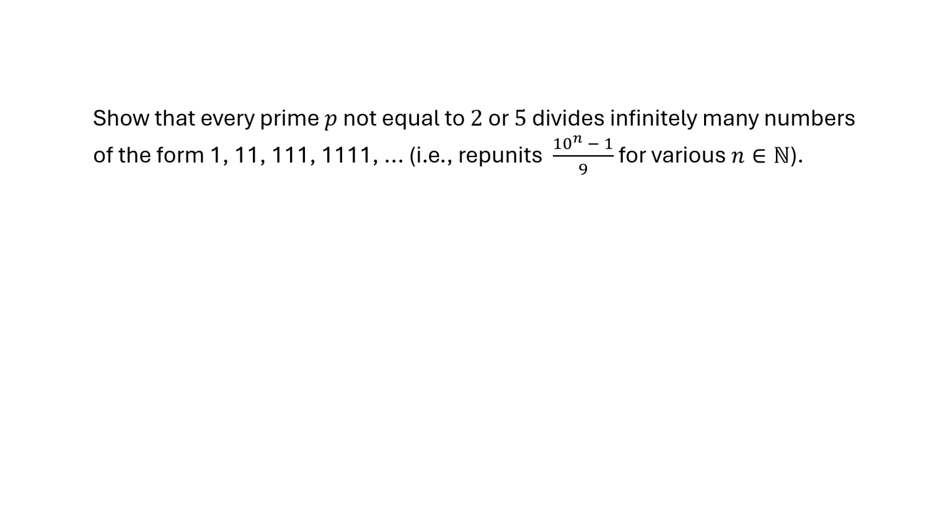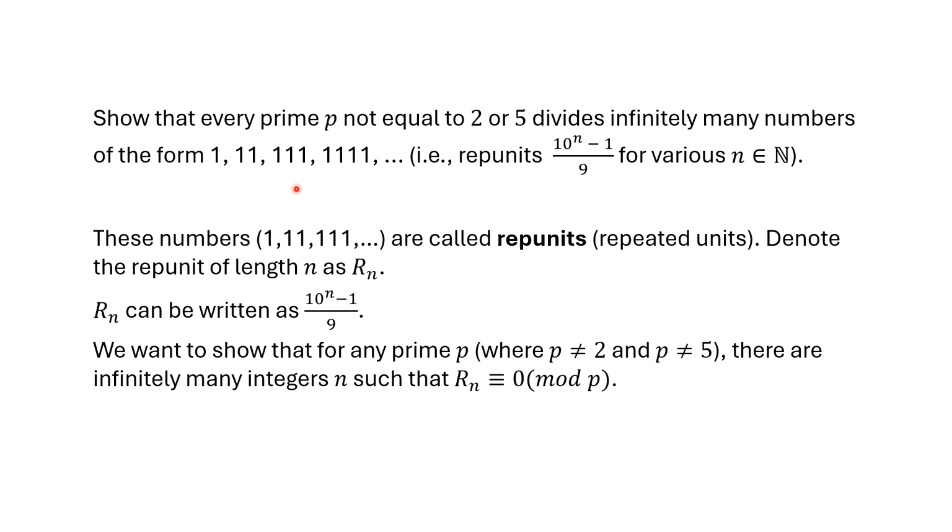For our first problem, we want to show that every prime p not equal to 2 or 5 divides infinitely many numbers of the form shown here, so basically a series of ones. These numbers are called repeated units, or just rep units, and they're denoted by R sub n. So we write it like this here.